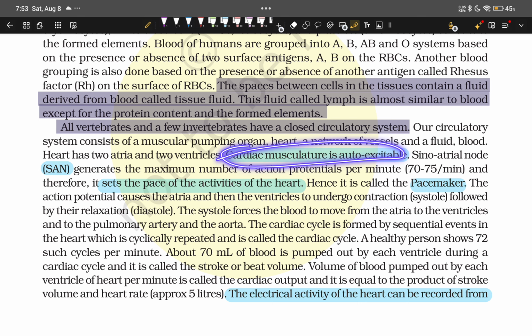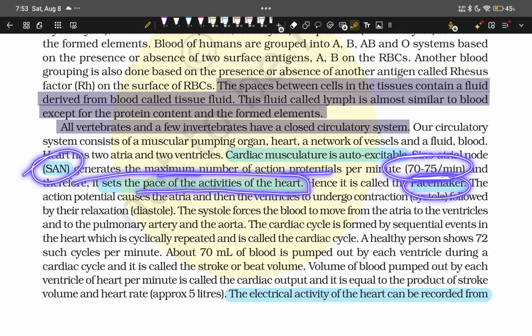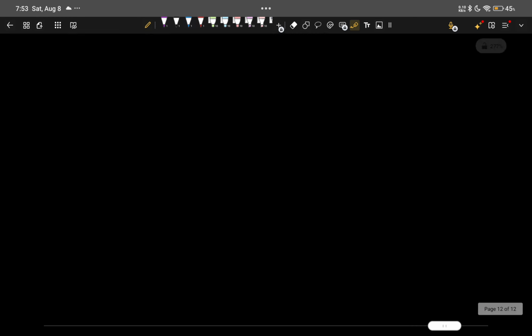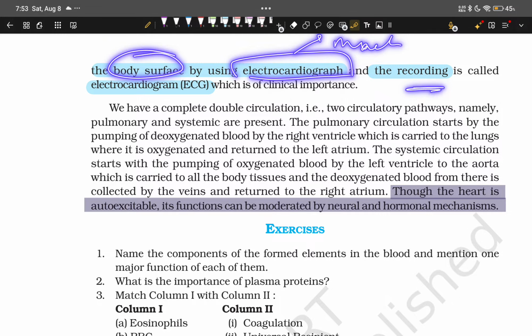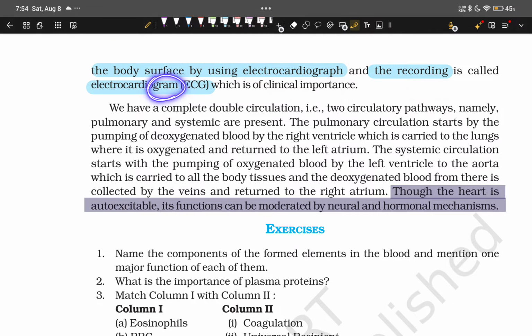Another thing is that cardiac musculature is auto-excitable. The SA node is called the pacemaker, and it can produce the maximum number of action potentials, which is 70 to 75 per minute, and it sets the pace for the activity of the heart. Therefore it's called the pacemaker. The electrical activity of the heart can be recorded from the body surface by using an electrocardiograph, which is the machine, and the recording is called an electrocardiogram, which is the graphical representation. So the graphical representation is the gram and the machine is the graph.